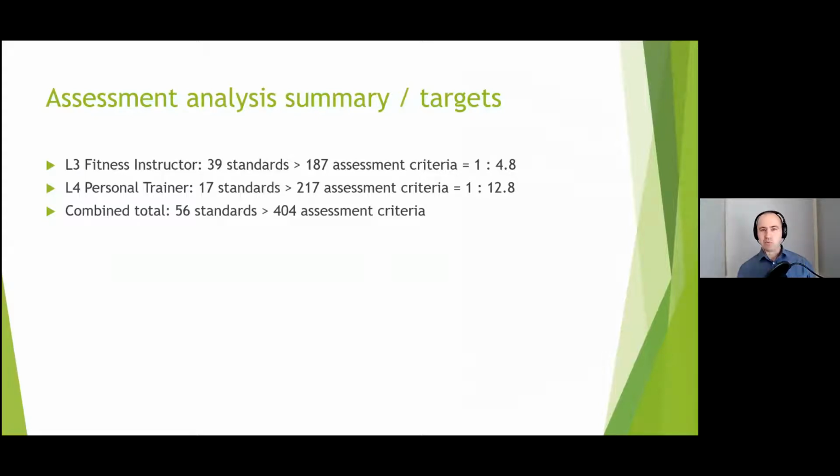That would be one heck of an assessment that would take a huge amount of time and be overwhelming for any potential learner. So initially, what I decided to do was look at the number of standards per assessment criteria. You can see I've got that figure on the right-hand side. For fitness instructor, there's an average of 4.8 assessment criteria per standard, whereas for personal trainer, there's much more, an average of 12.8 assessment criteria per standard.